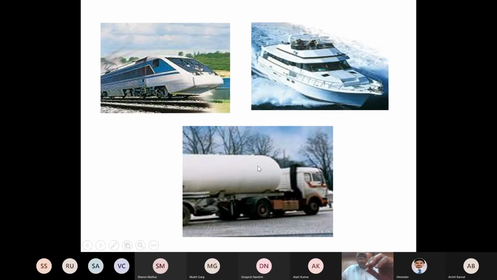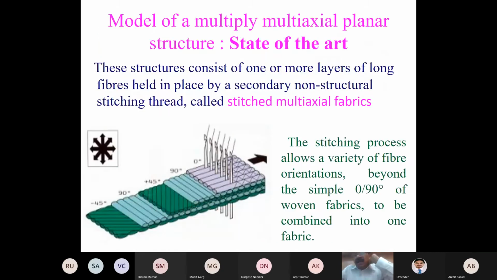And these are some of the applications where you can see the composites, for which this multi-axial fabric can be used. Just to clarify, this is also multi-axial fabric which we have discussed in 3D textiles. If you recall, it's called stitched multi-axial fabric.